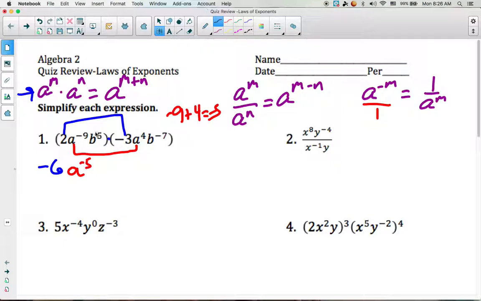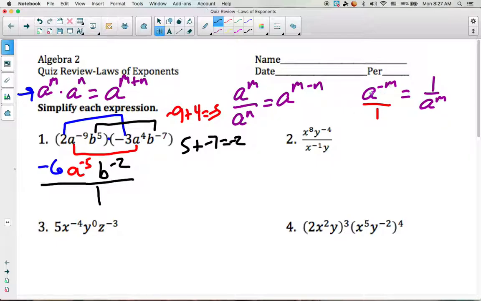Then we're going to go b to the 5th times b to the negative 7th. We'll keep our base of b. We'll go 5 plus negative 7 gives us negative 2. Now, we are not allowed to have negative exponents in our final answer. So what we're going to do is make this a fraction.